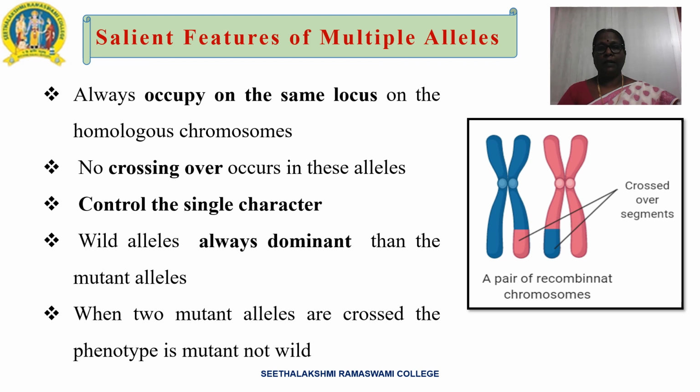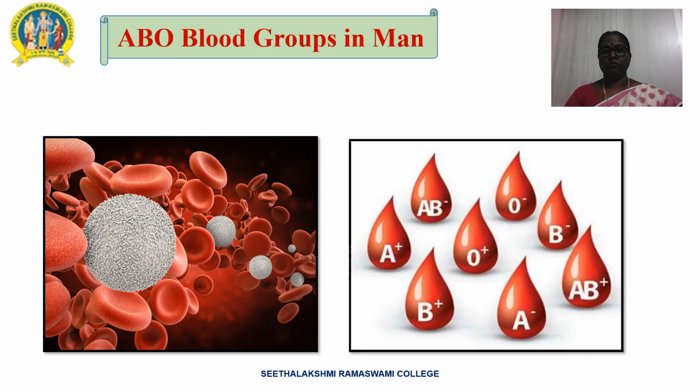Characters of multiple alleles. Multiple alleles always occupy a single locus on a homologous chromosome. These alleles are tightly packed, so they cannot be separated by crossing over. So there is no crossing over between these multiple alleles. Multiple alleles always control a single character. Wild alleles are always dominant over the mutant one. When two mutant alleles are crossed, they will produce only a mutant, not a wild form.